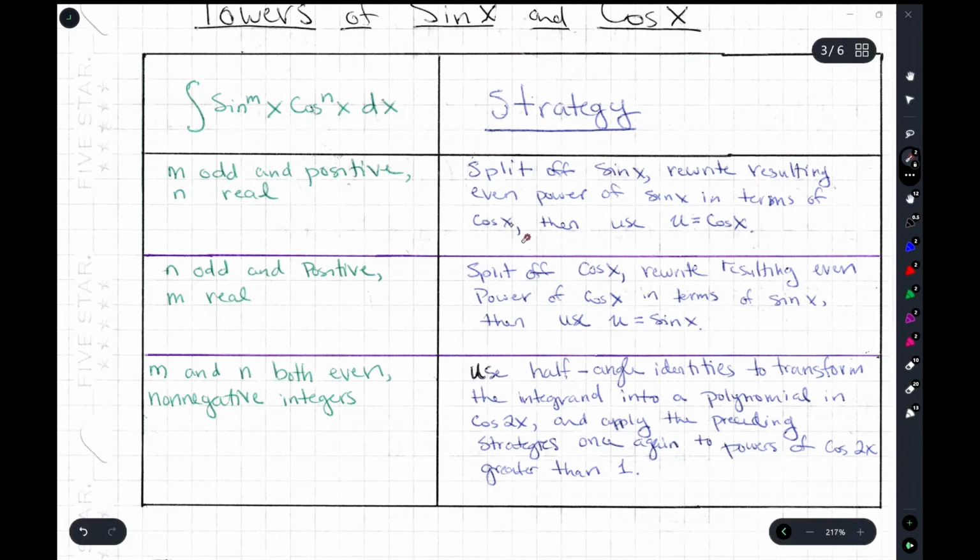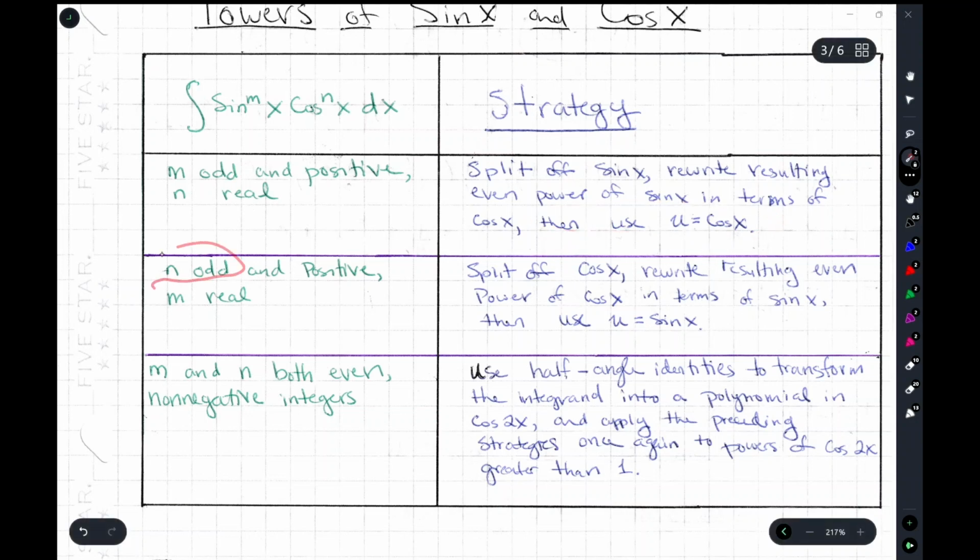And rewrite the resulting even power of sine, right? If sine was odd, then splitting off 1 will give you an even term. So rewrite the sine raised to the power of an even number in terms of cosine, okay? You could do that using the Pythagorean theorem and also half-angle identities, which we'll look at also. And then use u is equal to cosine x.